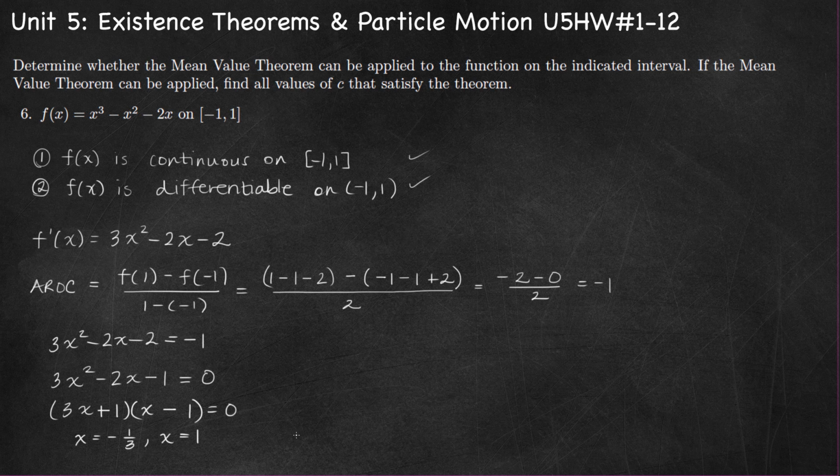Now these both could be values that are guaranteed by the theorem, but we want to make sure they're in the interval that we're working on. We're working from -1 to 1, so we're going to use the -1/3. C equals -1/3, since that's the one that's between -1 and 1.